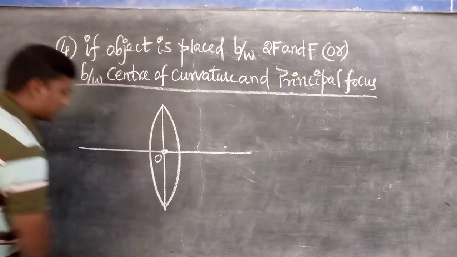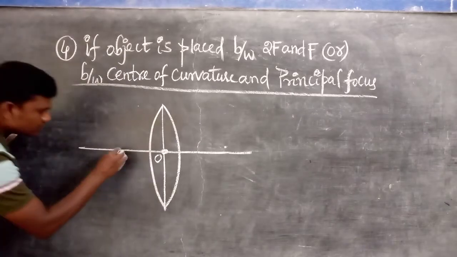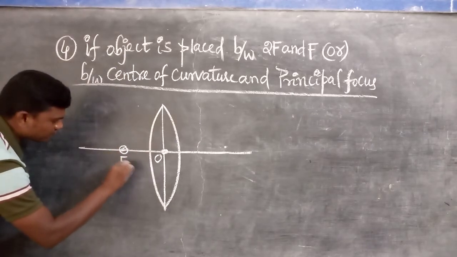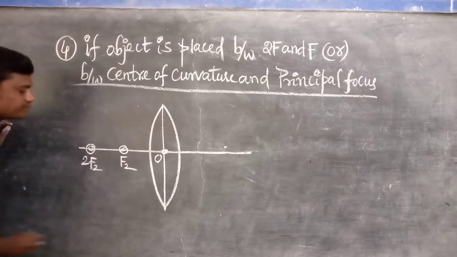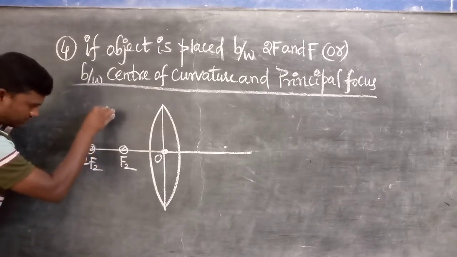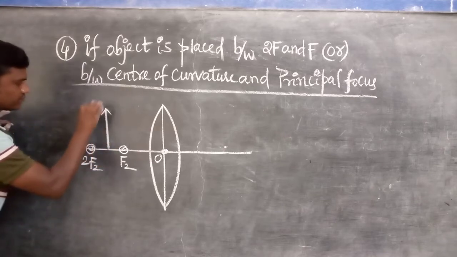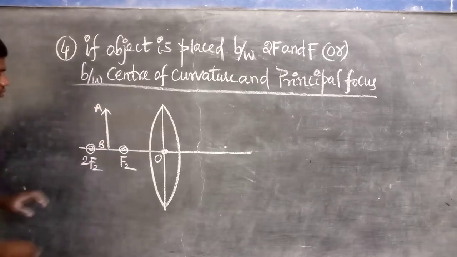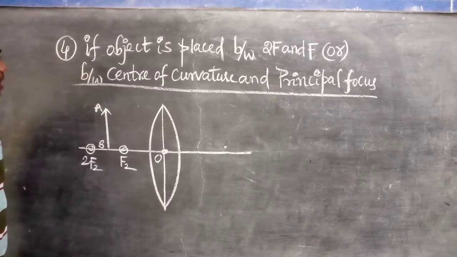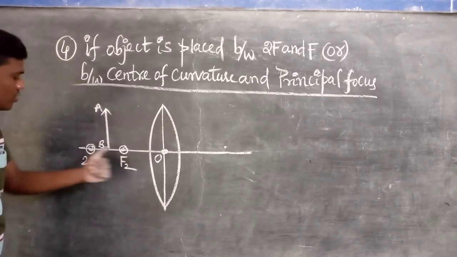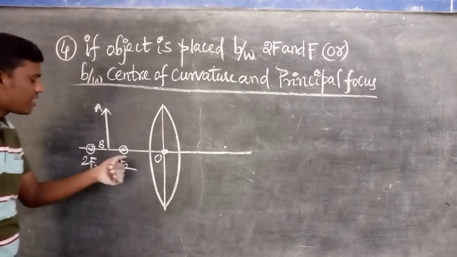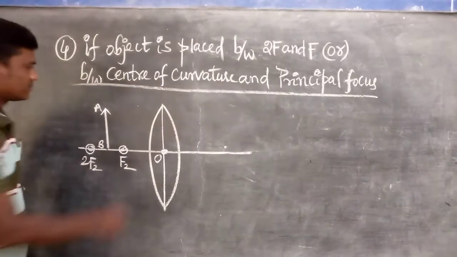The object center F2 to F2. This one. So AB is the position of the object. The object is placed between 2F and F. 2F is nothing but the center of curvature. F is the principal focus.